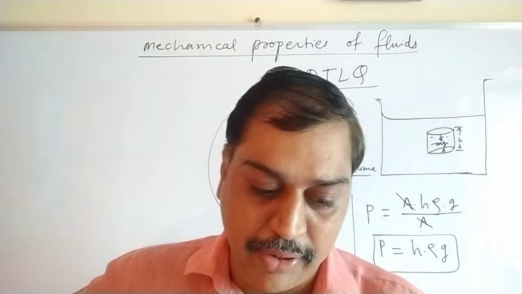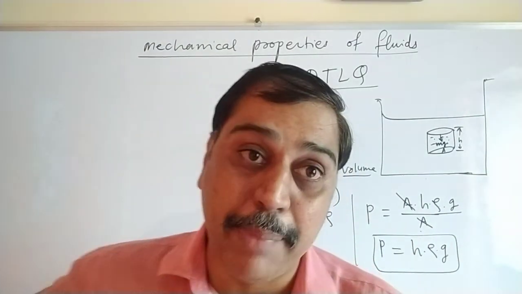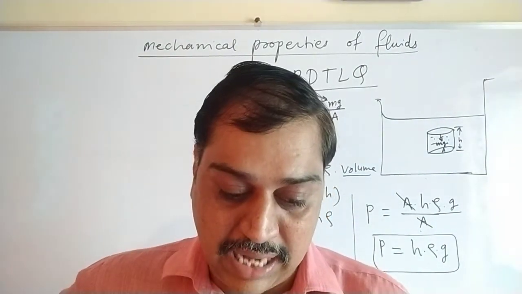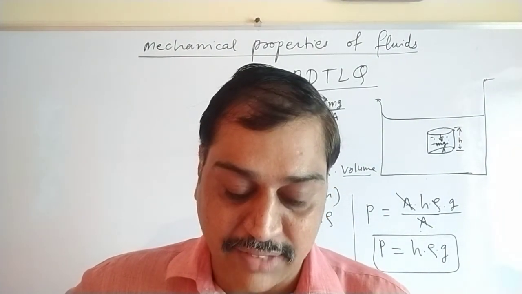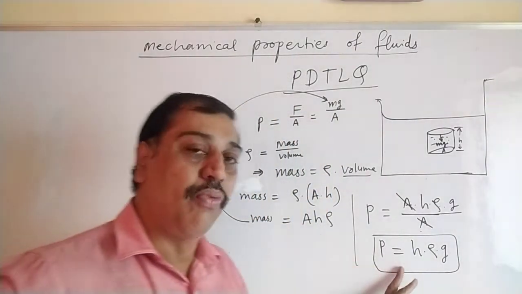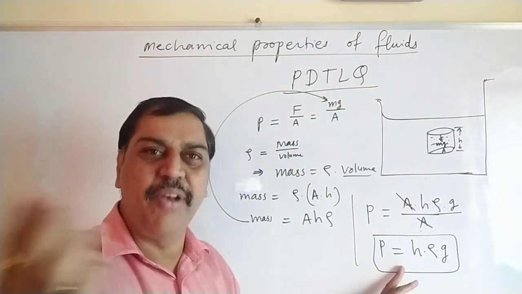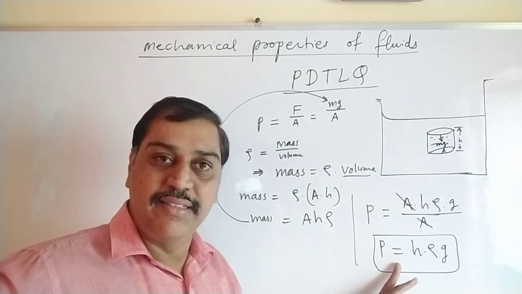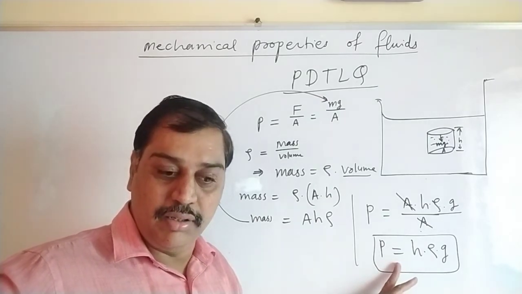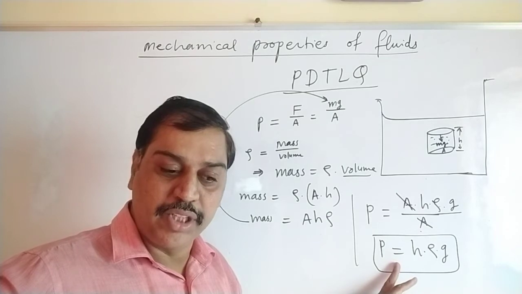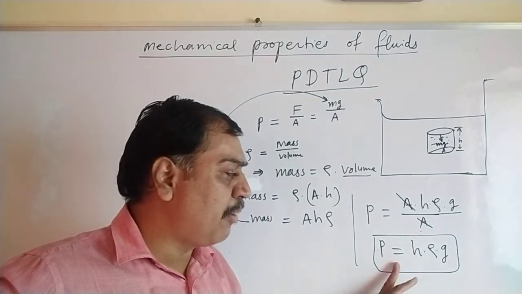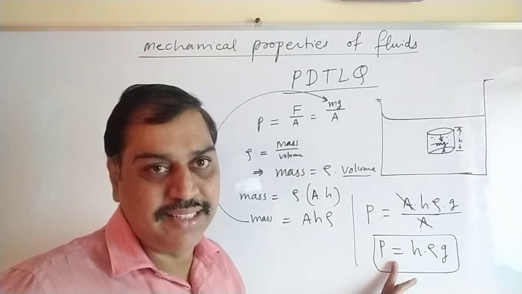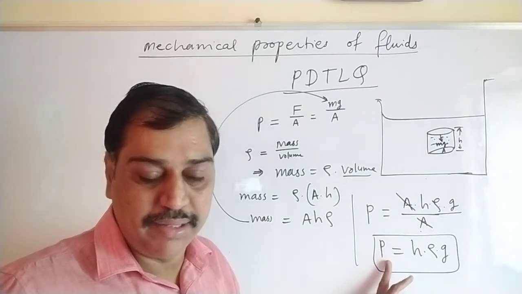Pressure exerted by fluid at rest is independent of shape and size of container, and it is true for liquids as well as for gases. This equation is true for liquid or gases, or in general fluid. Fluids may be liquid or gas. So this equation for pressure exerted by the liquid column, or pressure due to liquid column, is applicable for gases as well as liquid. You have to remember this equation.